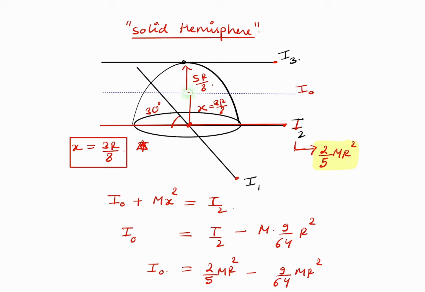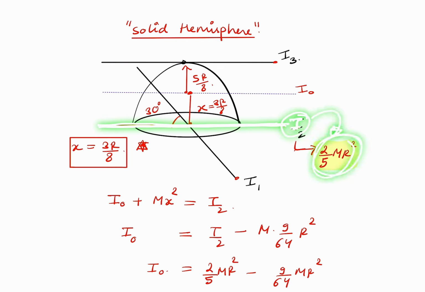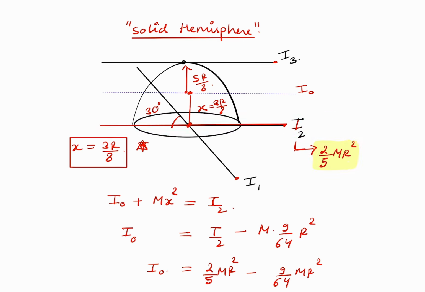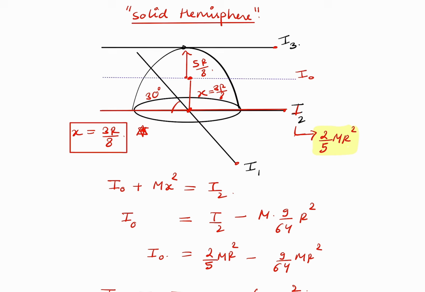So from this center of mass, if I talk about the top vertex distance, it would become 5r by 8. Total distance is r. Okay, this point clear. Next one, moment of inertia of this hemisphere about this base axis I2, that would be same as the solid sphere, 2 by 5 mr square, because of this symmetrical cut. Okay, so 2 by 5 mr square. Okay, that's not a big deal.